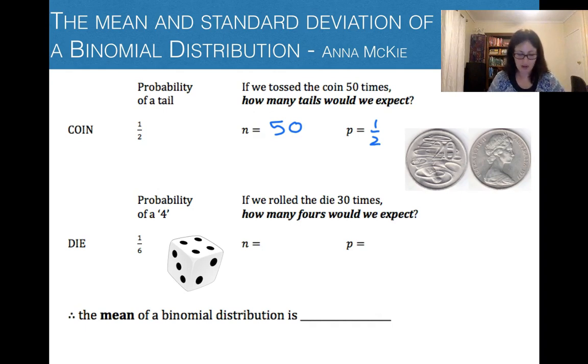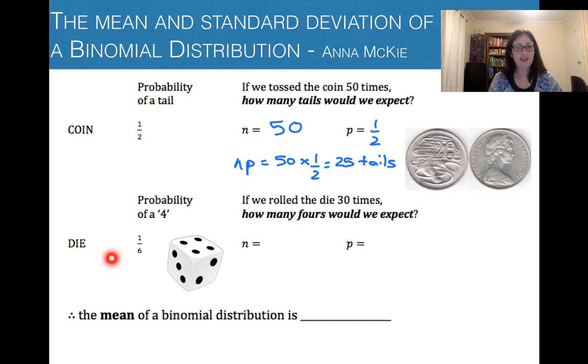So how many tails would we expect? Well, you might be thinking half. So how did you do that? Technically what you did is you multiplied 50 by a half, or n times p. So that's technically what we're doing. So let's write that out. np is equal to 50 times a half, and therefore we'd get 25 tails. So n times p, that's what we would expect.